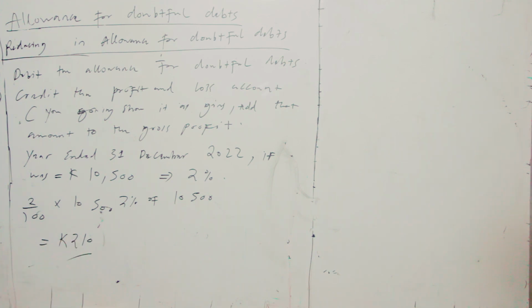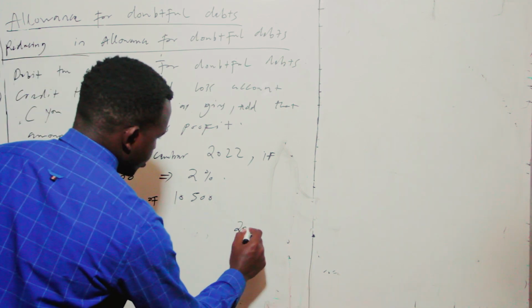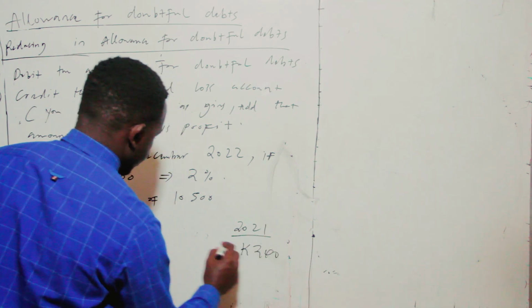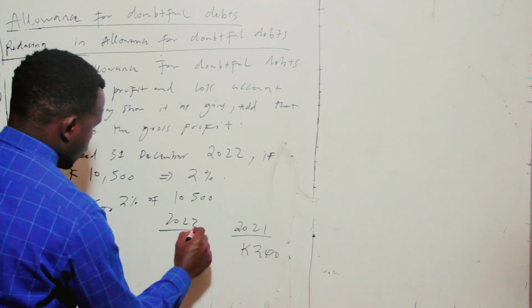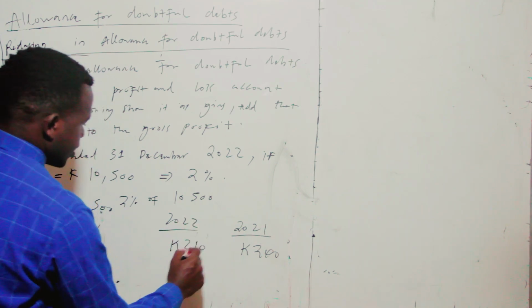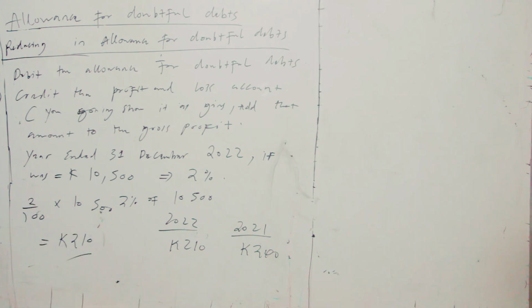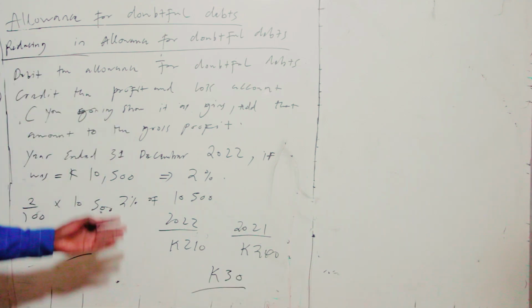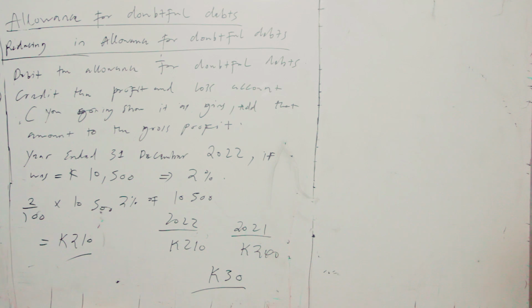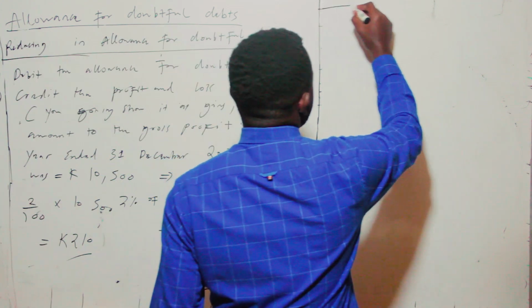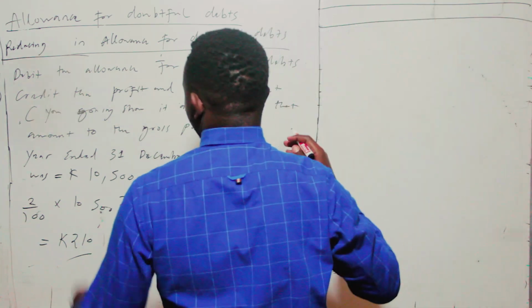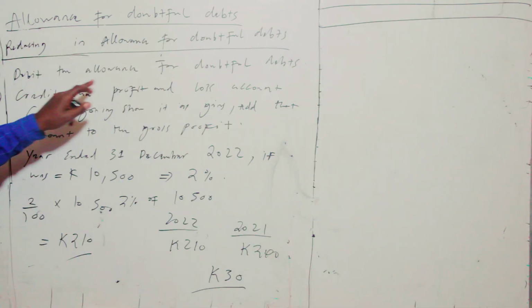210. And we know that in the year 2021 we had 240, but in the year 2022 we are having 210. So as you can see there is a reduction in allowance of doubtful debts of amount of 30 kwacha. So how are we going to show those figures in our accounts? So the first thing that we're going to do is to debit the allowance for doubtful debts.